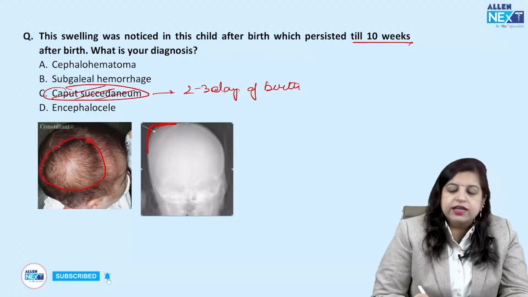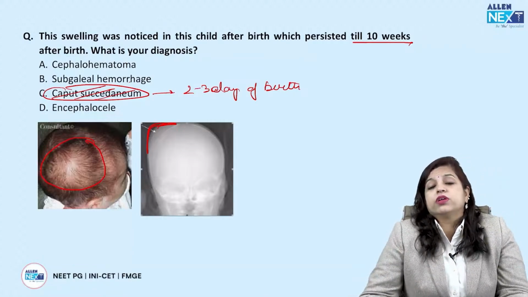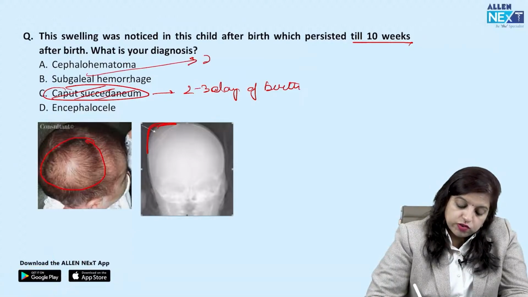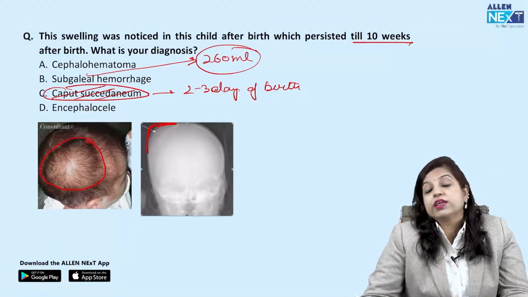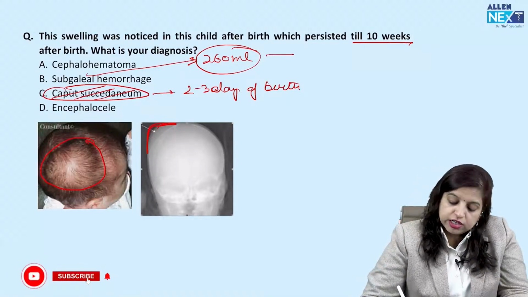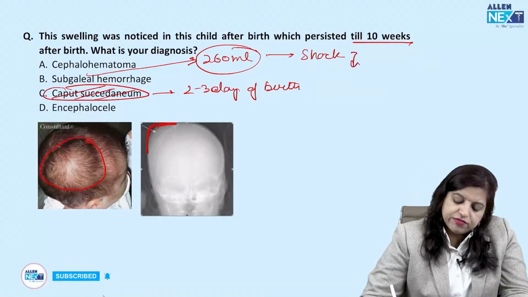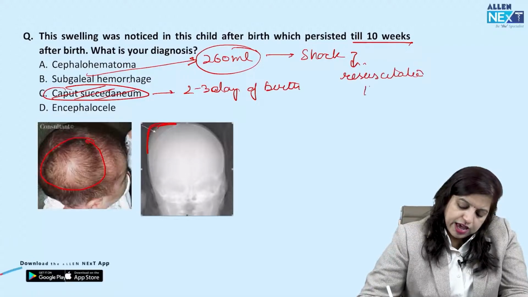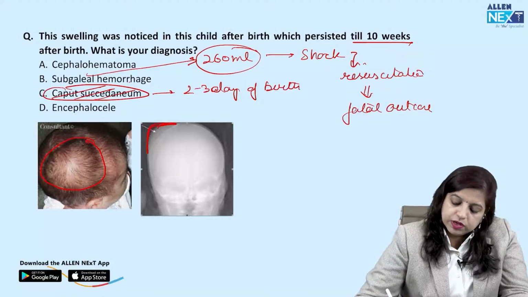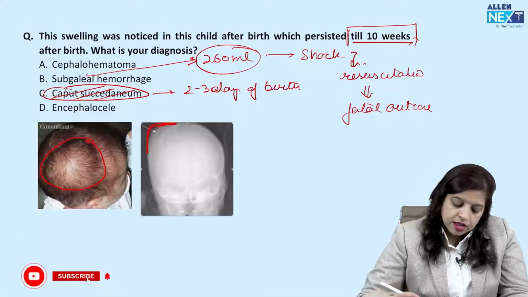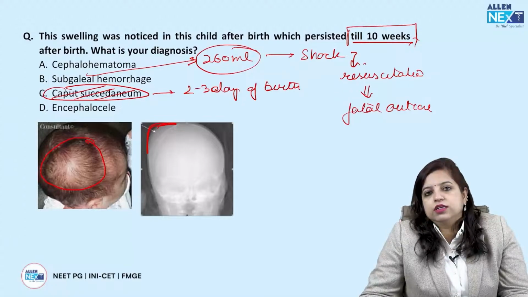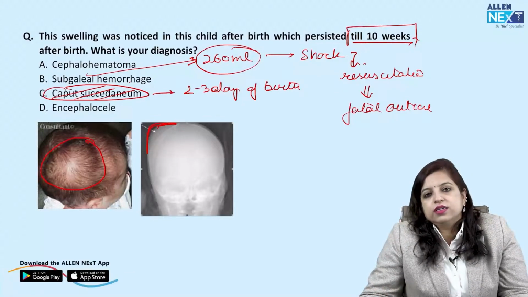Then can it be subgaleal hemorrhage? Remember, bachcho, subgaleal hemorrhage is an emergency. Subgaleal space has a potential volume of around 260 ml. So 260 ml of blood can collect, and that will push the child into shock, and this child will definitely need resuscitation. If you do not resuscitate this child, this will have a fatal outcome. So this would not be persisting till 10 weeks anyways, right? Then encephalocele is a neural tube defect. We are going to discuss it in detail. This does not present in such a way.